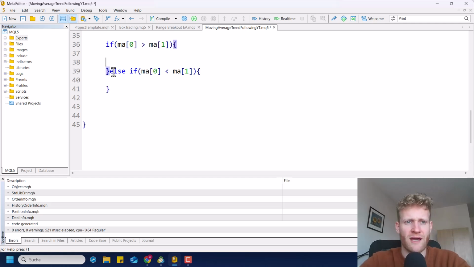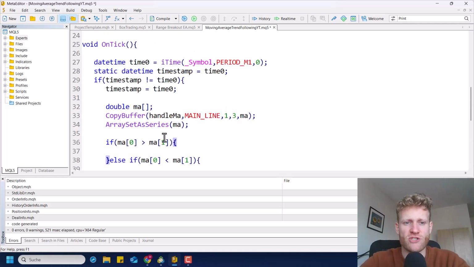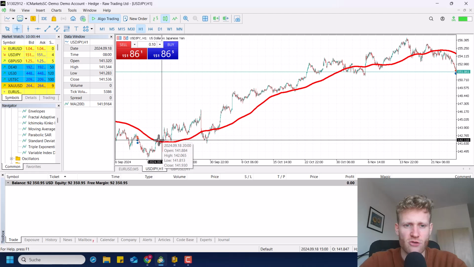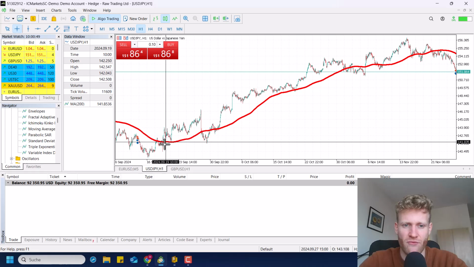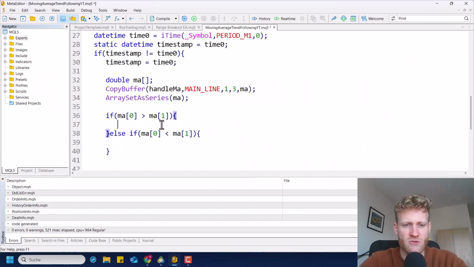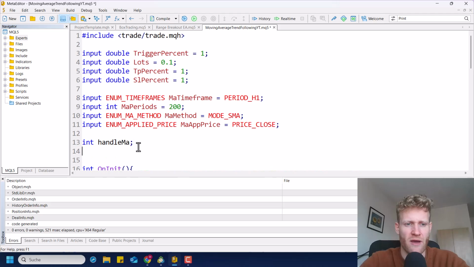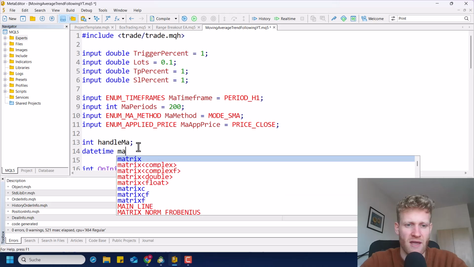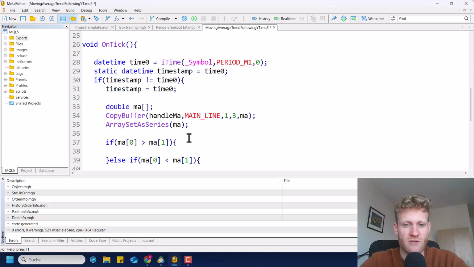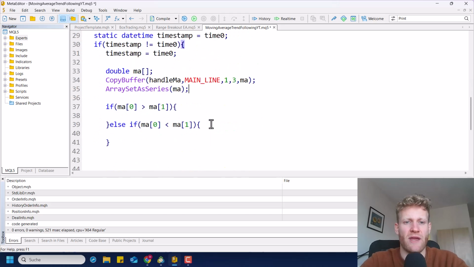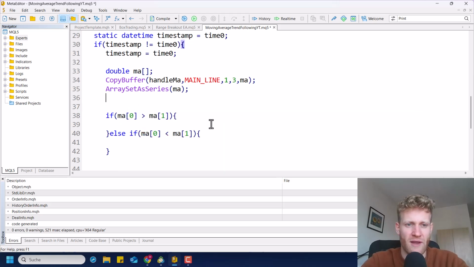So now what we got to do is also get the time or the moment when the indicator direction changed, because this is where we always want to get the highest point from this time, right? So the best way to store this is to create another global variable here. We can say MA direction change, for example. And then here we want to check if there was a moving average direction change.